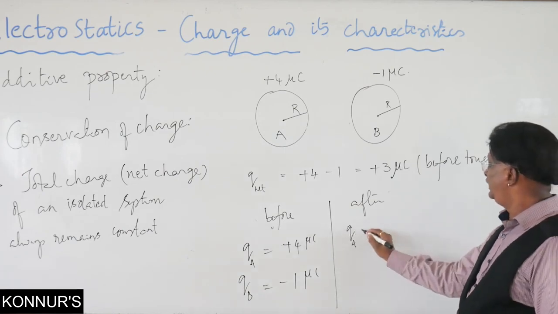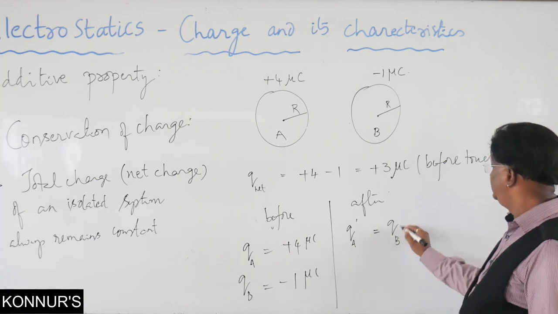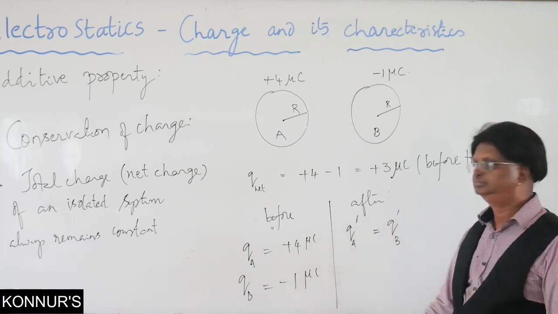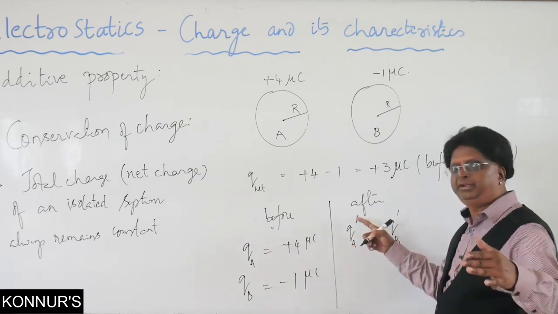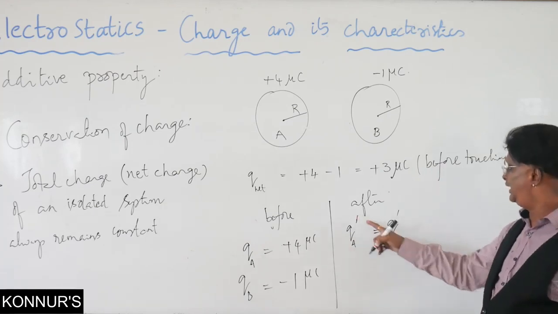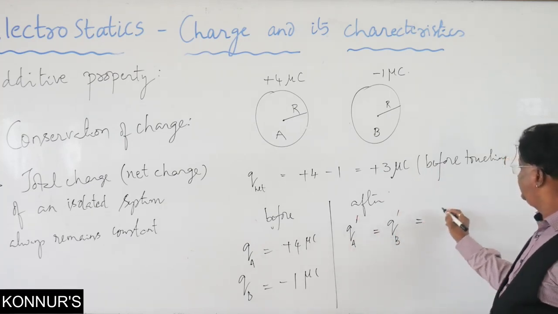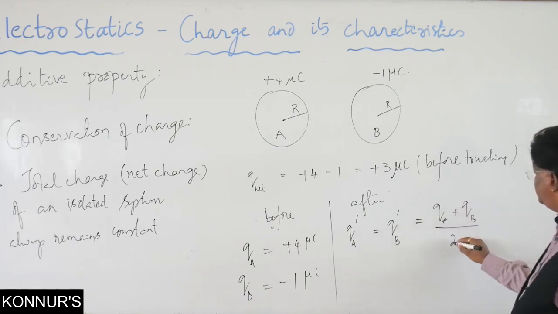Now after touching, what happens? QA dash is equal to QB dash. I am using prime: QA and QB before touching. After touching, QA becomes QA dash, QB becomes QB dash, such that QA dash is equal to QB dash is equal to (QA plus QB) by 2.